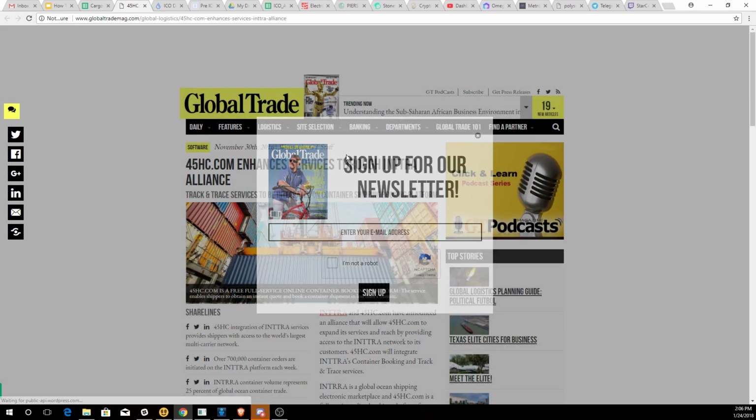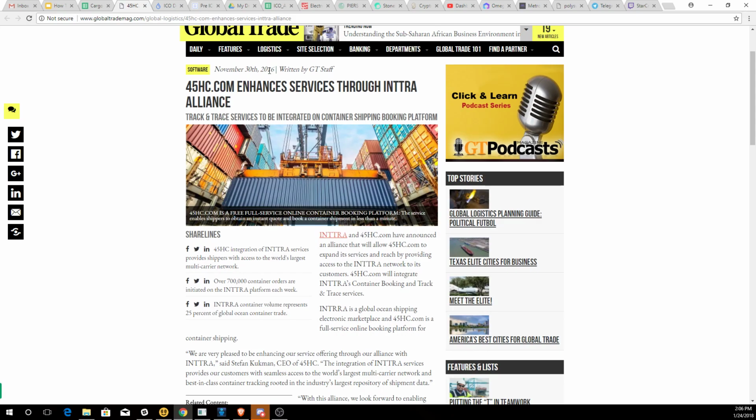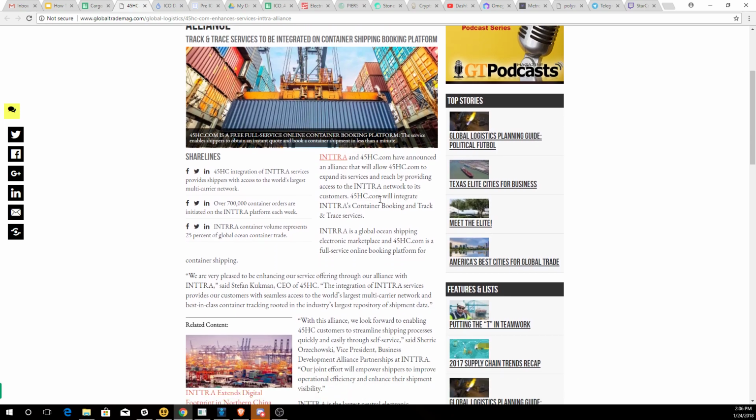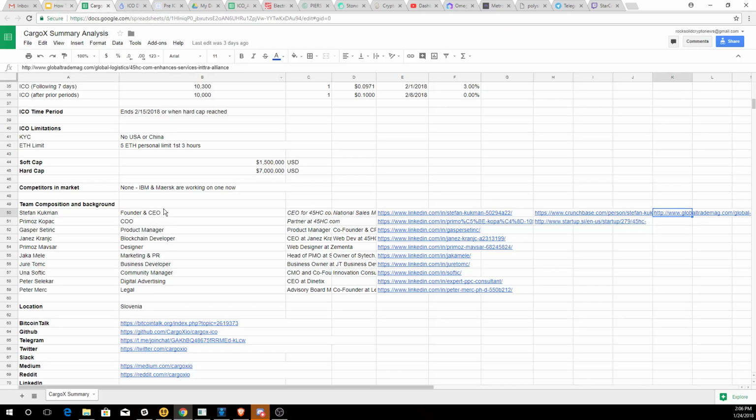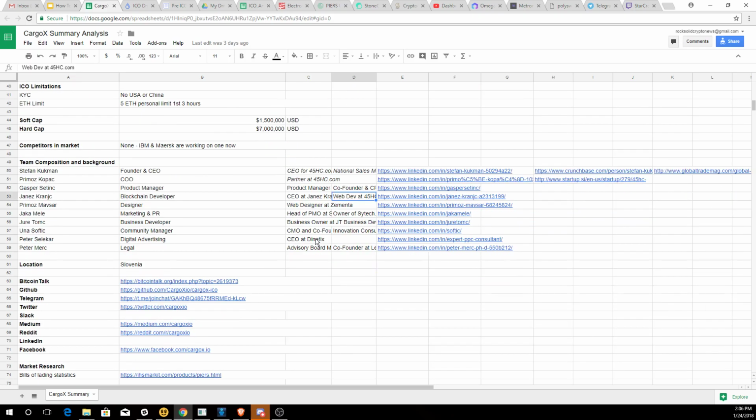Let's look at this one. This is a trade publication that is mentioning 45HC back in 2016, so about 2 years ago, and it mentions 45HC. The CEO, Stefan, right here. Okay, so it looks legit. It looks like Stefan was the CEO of 45HC, and if he's the CEO of 45HC, it makes a lot of this more relevant and believable that they've actually worked together at this company. So the team looks solid.